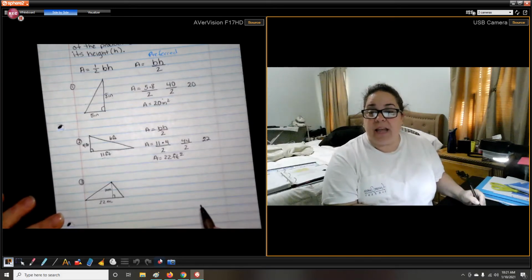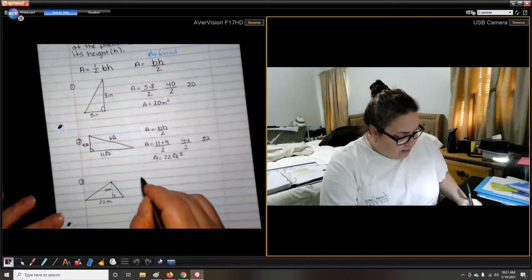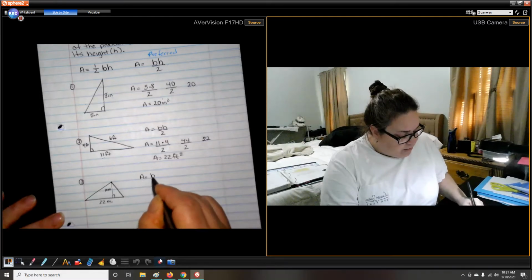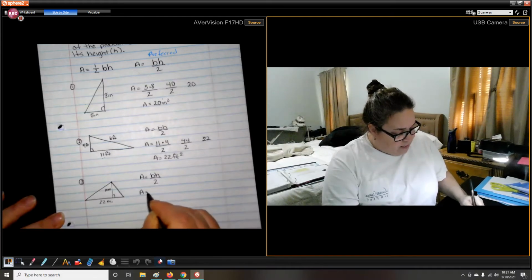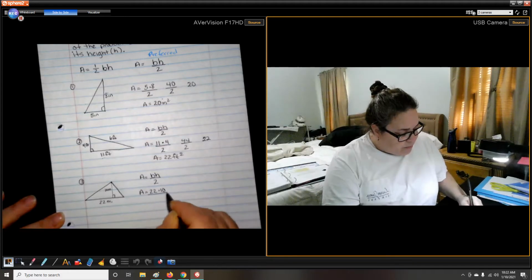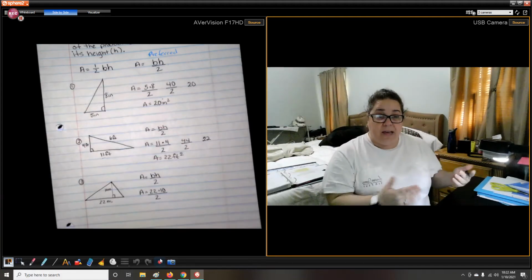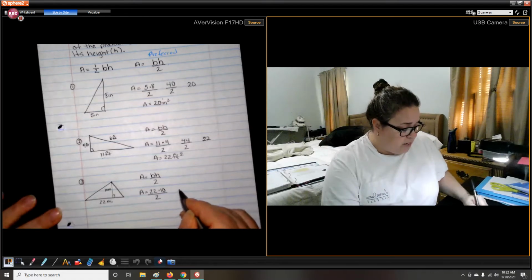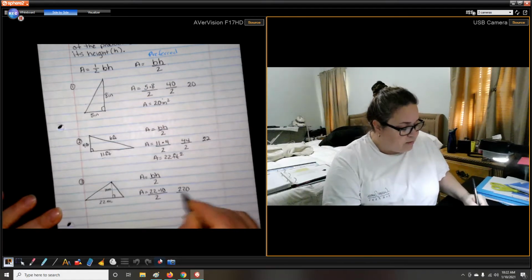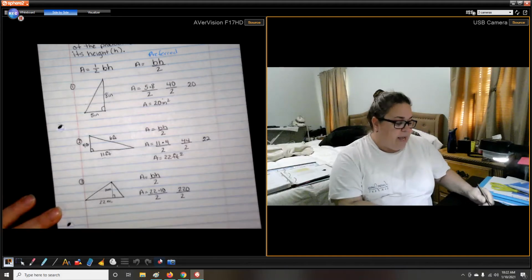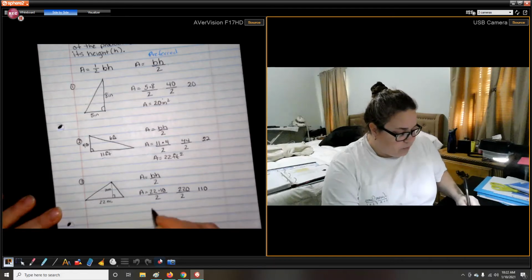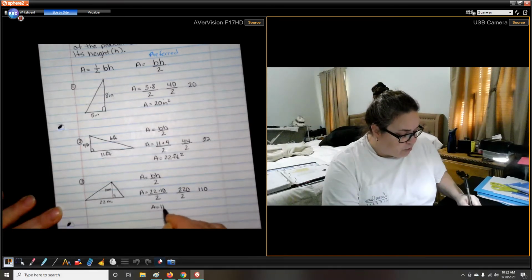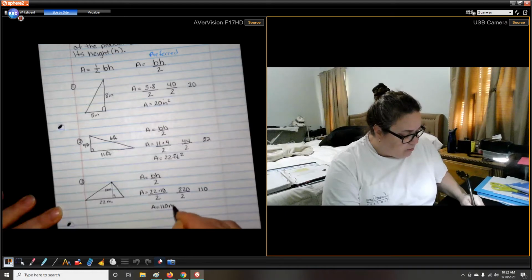Okay, so now let's work out our area. Area equals base times height divided by 2. Then we fill it in. Area equals 22 times 10 divided by 2. Now we do the math. 22 times 10 is 220, still divided by 2. And then 220 divided by 2 is 110, which means my area equals 110 meters squared.